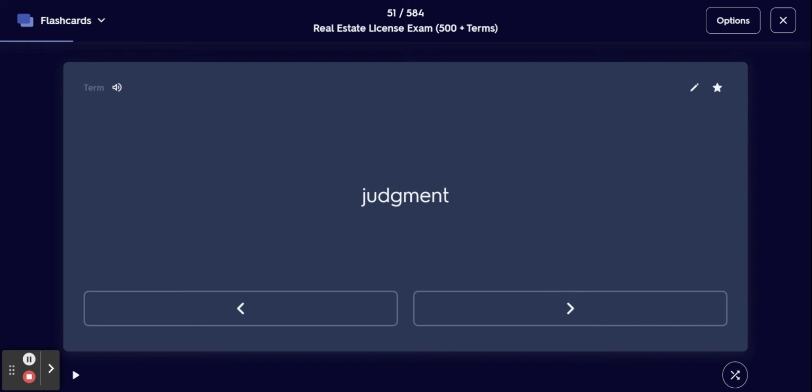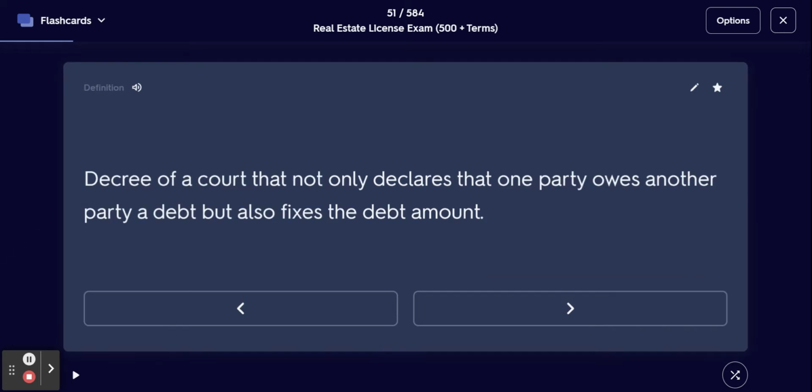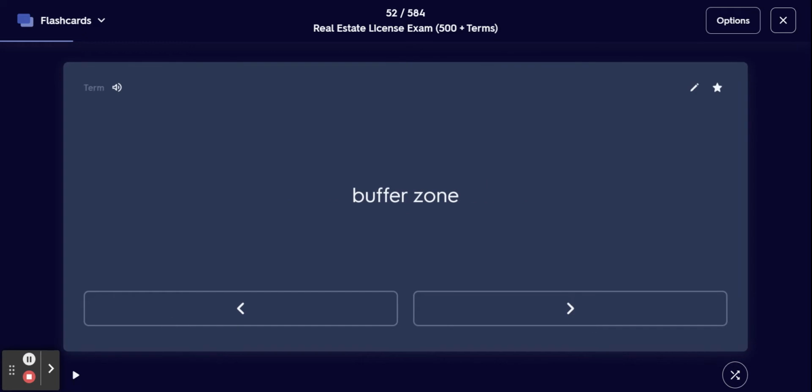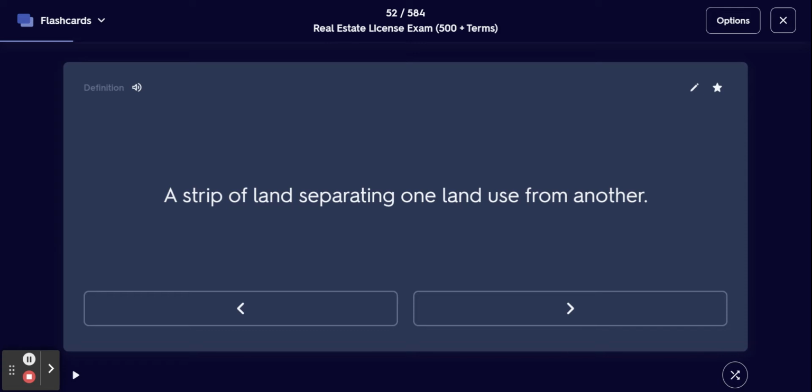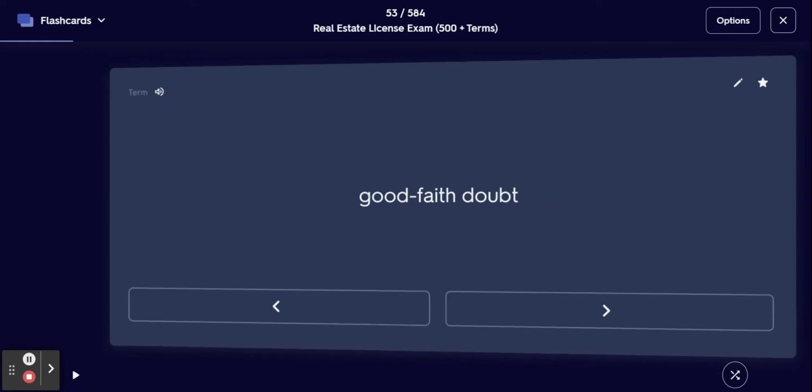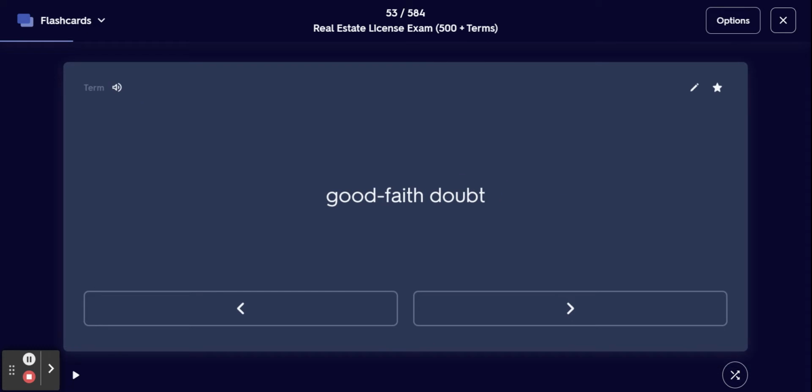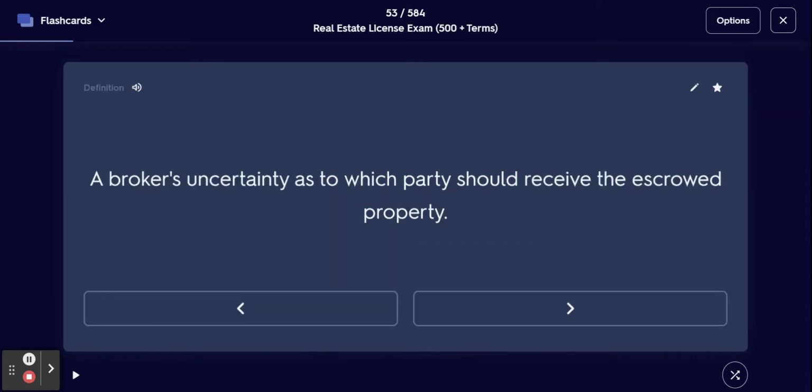Judgment. Decree of a court that not only declares that one party owes another party a debt but also fixes the debt amount. Buffer zone. A strip of land separating one land use from another. Good faith doubt. A broker's uncertainty as to which party should receive the escrowed property.